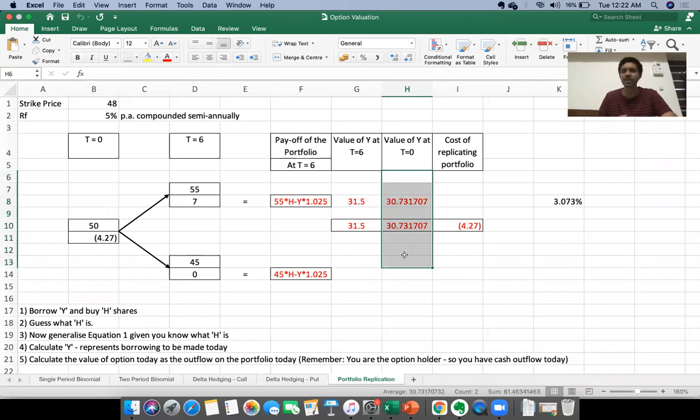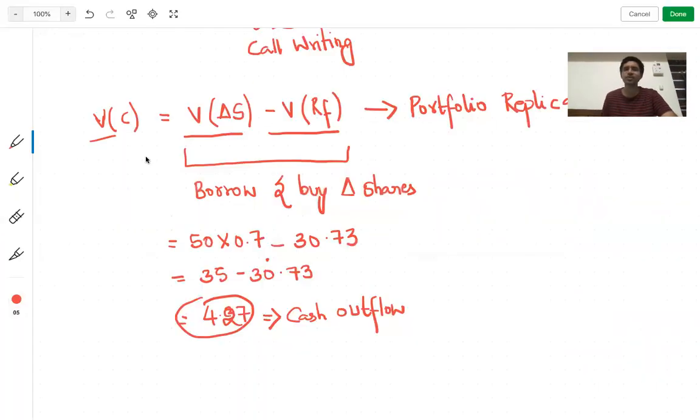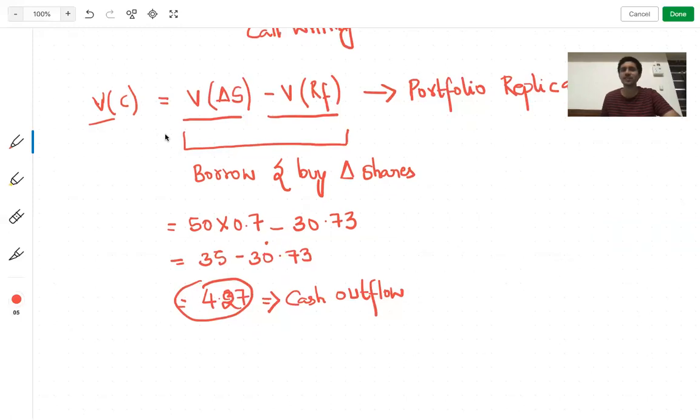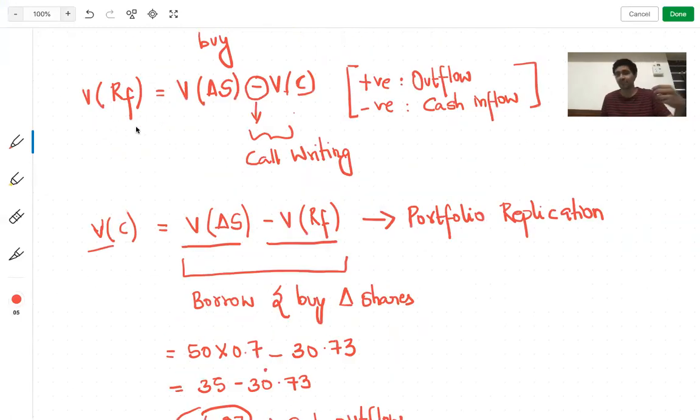It has to be equal because all you did was you moved the value of the risk-free investment from LHS to RHS, right? When it is on the LHS side, it was a risk-free investment. When it came to the RHS, it became risk-free borrowing, right? The value obviously will remain the same. It is 30.73, whether it is on the LHS or on the RHS. What changes is it was an investment here, whereas it becomes a borrowing here, right?